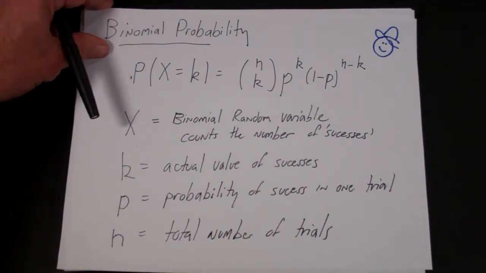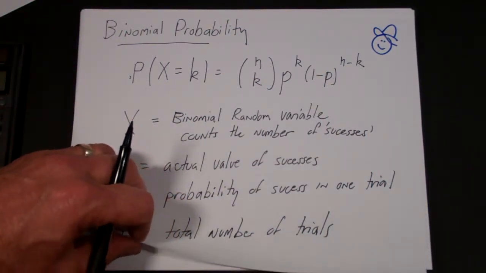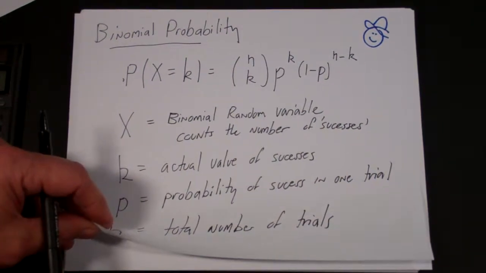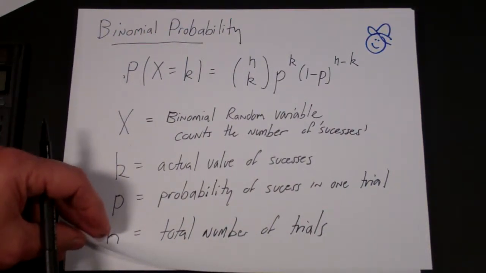Now, one of the reasons we focus on binomial probability is it's very common. A second reason is because when you have a large number of trials, it becomes the normal distribution, the bell curve. And a third reason we start with the binomial distribution is the mean and standard deviation are really easy to figure out.